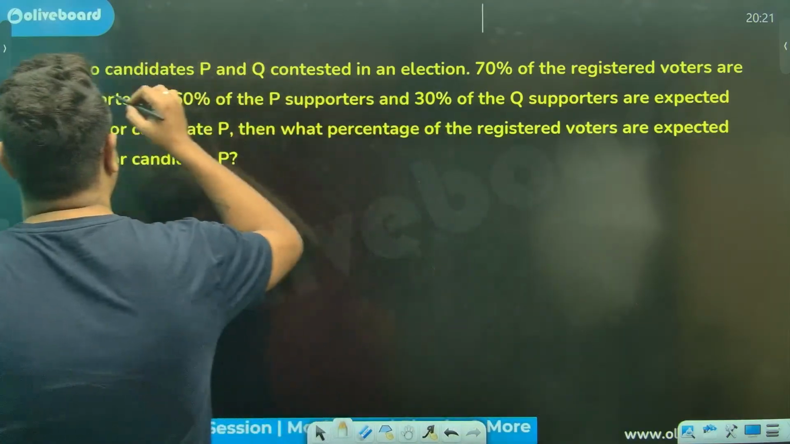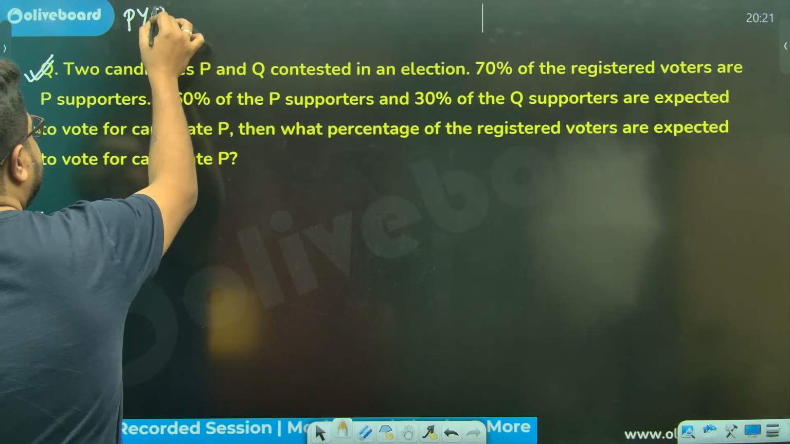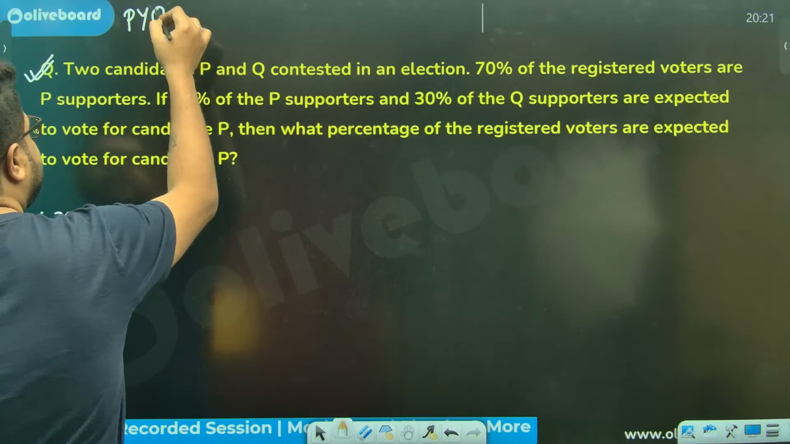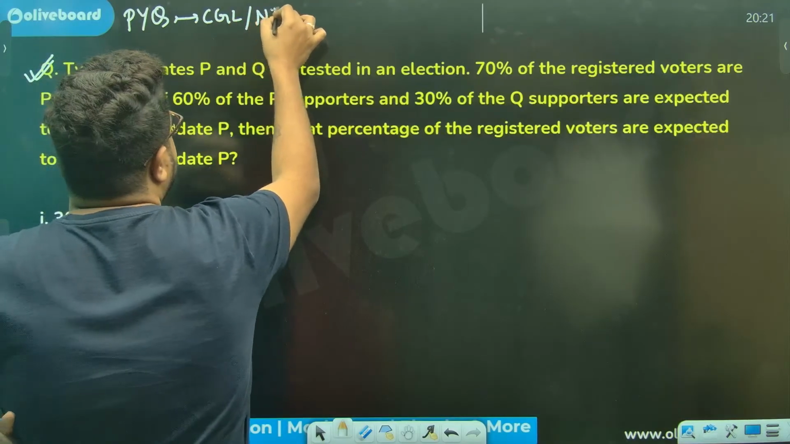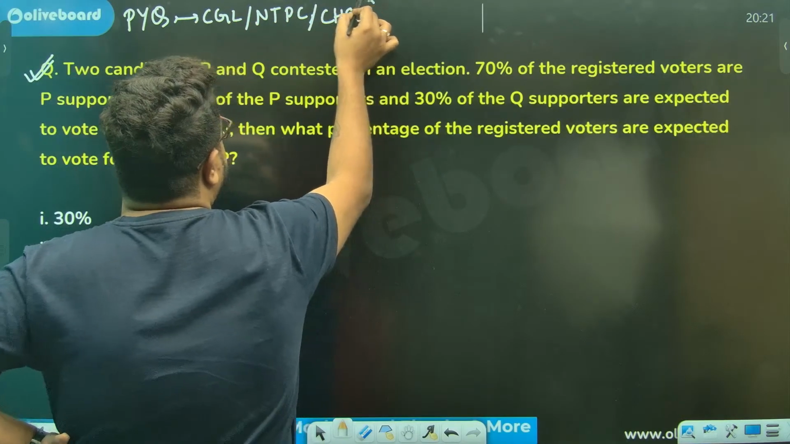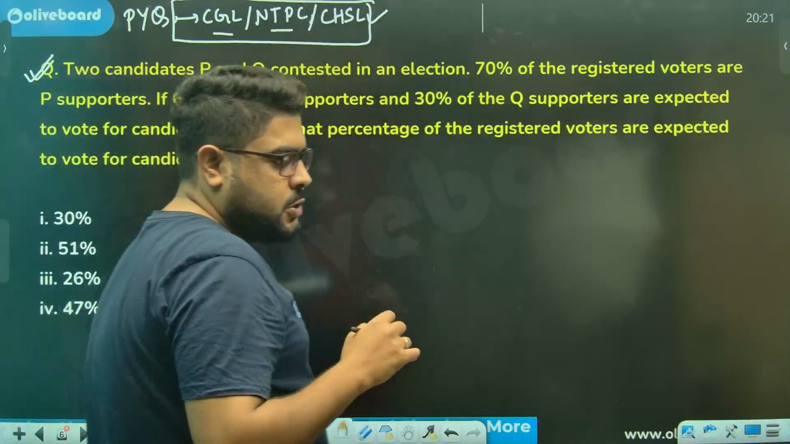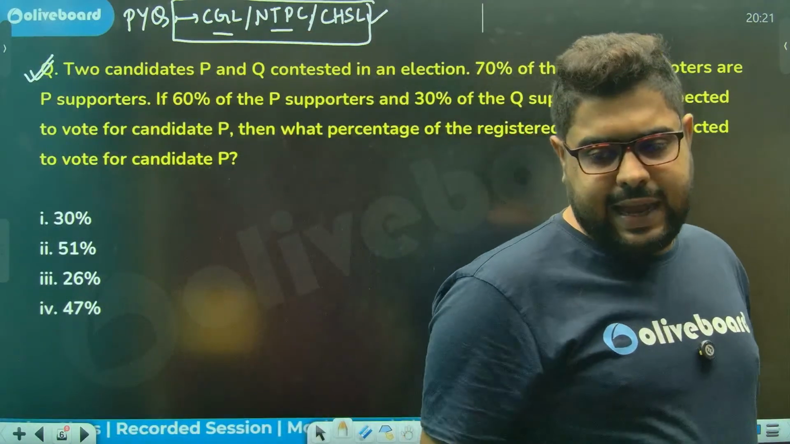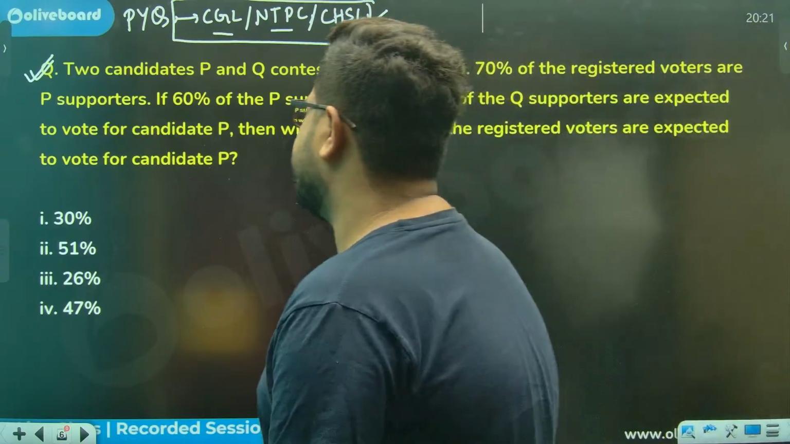All these are PYQs from CGL. Some questions are from CGL, some are from NTPC, some are from CHSL as well. CHSL are very rare, one or two most probably. Mostly are CGL and NTPC. So first question right in front of you guys, let's see how we can solve it.